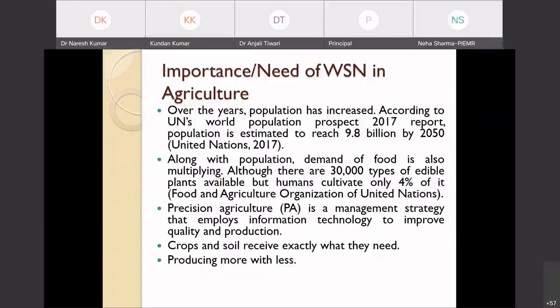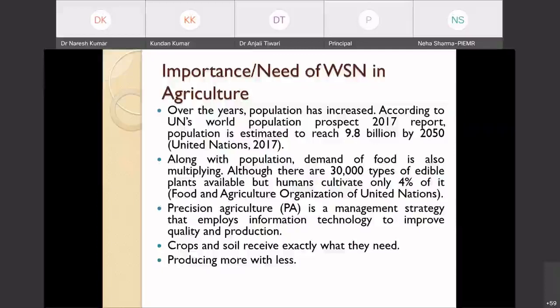Then what is the importance, the need of wireless sensor networks in agriculture? Over the years, the population has increased. According to the UN's World Population Prospects 2017, the population will be around 9.8 billion by 2050, and along with the population, the demand for food is also going to multiply. According to the Food and Agriculture Organization of the United Nations, although there are 30,000 types of edible plants available for human cultivation, only 4% of them are being used. The agricultural land has also considerably reduced due to factors like urbanization and industrialization.